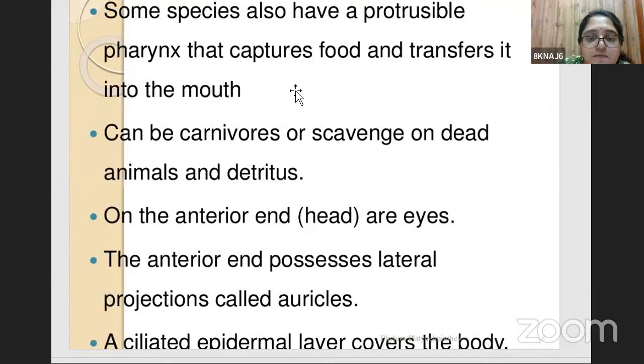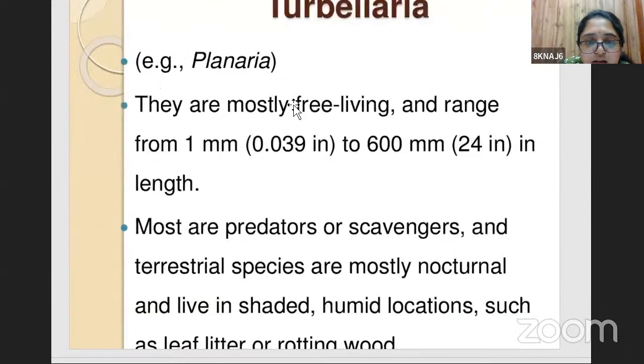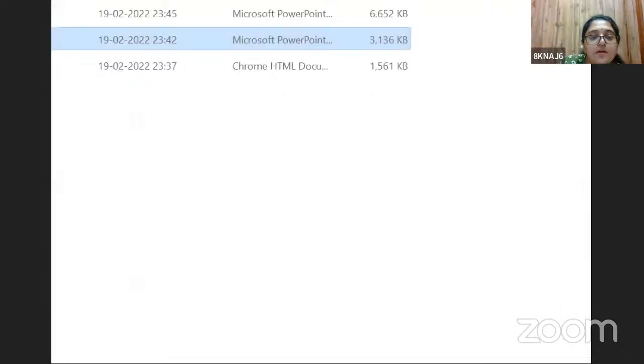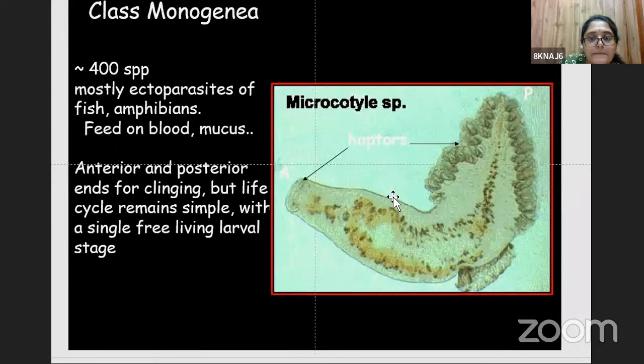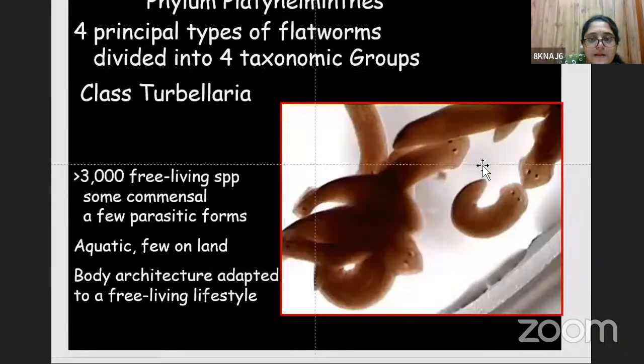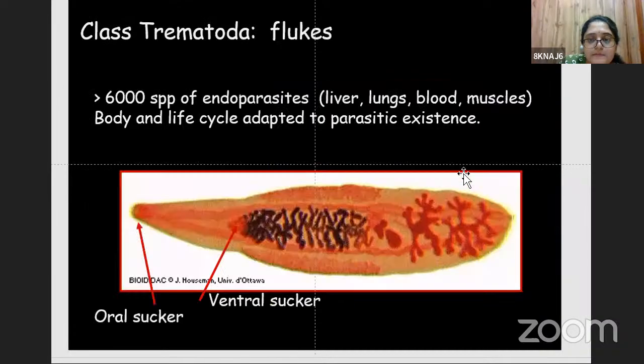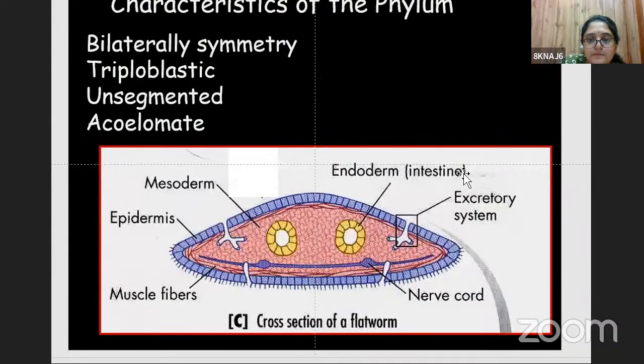Epidermis is, do I have a picture? If you can see a picture, maybe you can see it. Sorry, I do not have a picture. Anyway. So body color is, right. Please give me a minute. I will try to share a particular slide with pictures. I have got one.